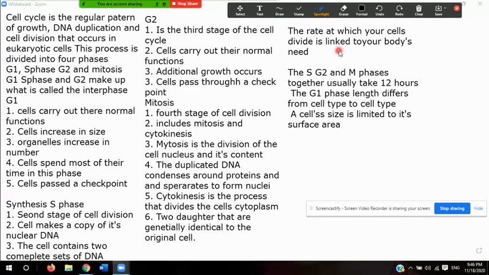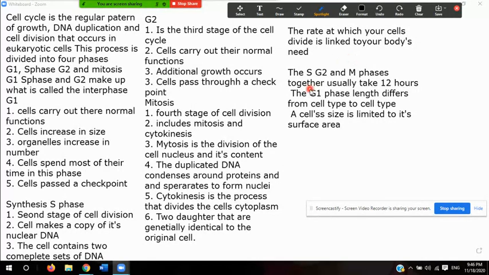Some other facts about the cell cycle is that the rate at which your cells grow or divide is linked to your body's needs. So cells in our body are going to divide according to what they need. For example, if we have a broken bone and the bone is healing, your body knows that it needs to produce new cells, so the rate at which they divide increases.